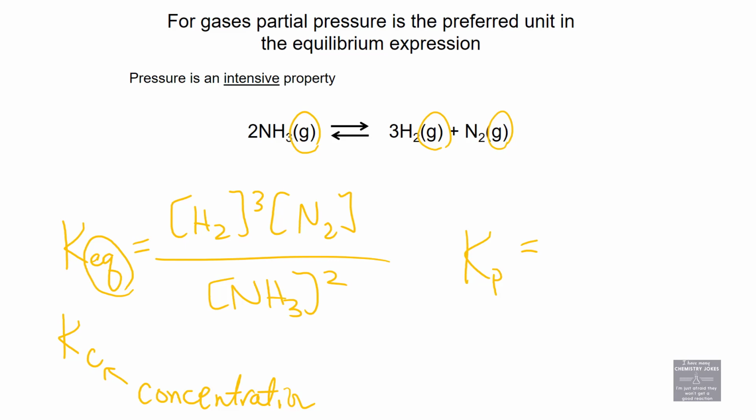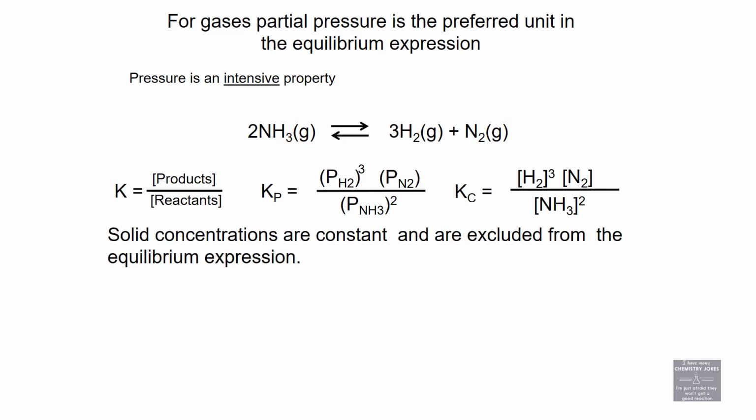So because each of the three of these are gases, it means the partial pressure of hydrogen gas cubed times the partial pressure of nitrogen gas raised to the first power divided by the partial pressure of NH3 ammonia gas squared. That's the equilibrium expression using partial pressure. So KC is the equilibrium constant filling in concentration. KP is the equilibrium constant filling in partial pressures. Yep. Here it is all tidy and typed out.